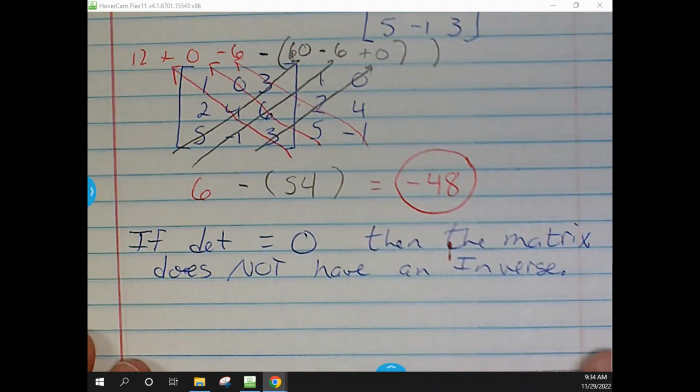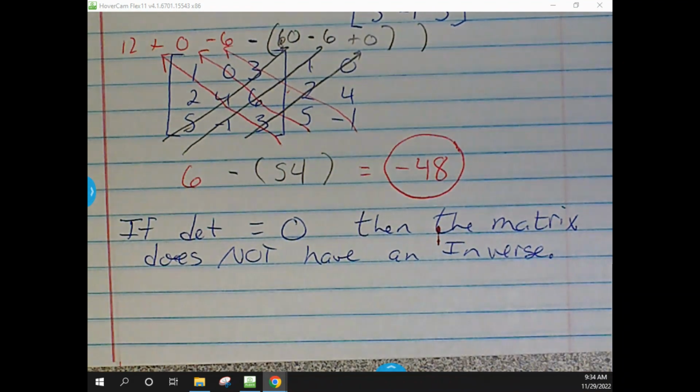Just like when you remember when we were doing synthetic division, it was actually the opposite. In synthetic division, if the remainder equaled 0, then we had a solution. This one's kind of the opposite. This time if the determinant does equal 0, then we do not have an inverse. You cannot find the inverse of that matrix. It does not exist for this thing. Okay, so if the determinant equals 0, then the matrix does not have an inverse.